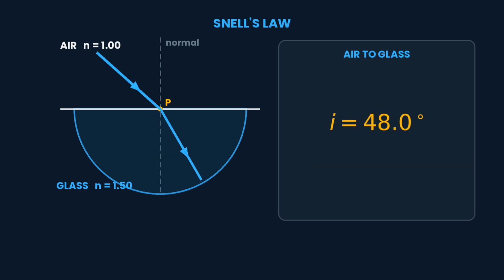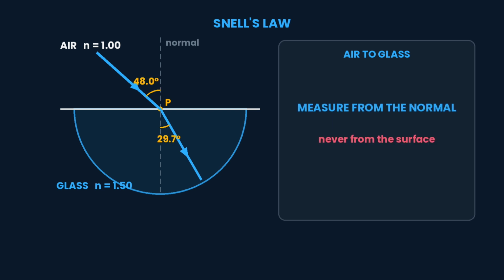Now, send the ray from the air into a flat face at 48 degrees. Every angle is measured between the ray and the normal, never between the ray and the surface. Glass has the higher index and lower speed, so predict that the ray bends towards the normal.